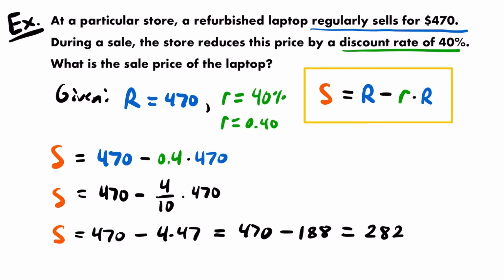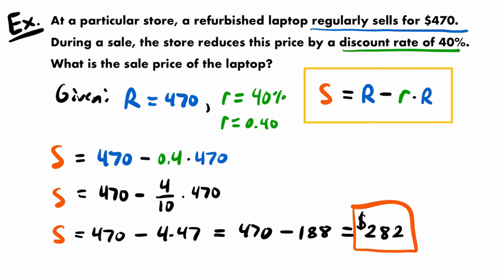Okay, but don't forget that that is a price, so you do want to include a dollar sign. That is an amount of money, so $282 is the final answer to this example. That is the sale price of the refurbished laptop that regularly sells for $470, but is discounted by 40%.